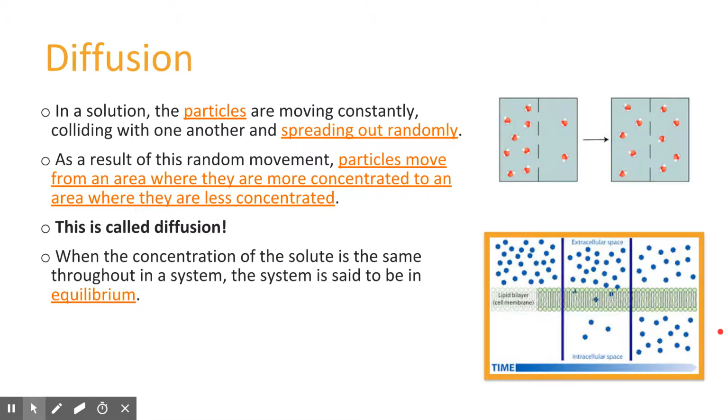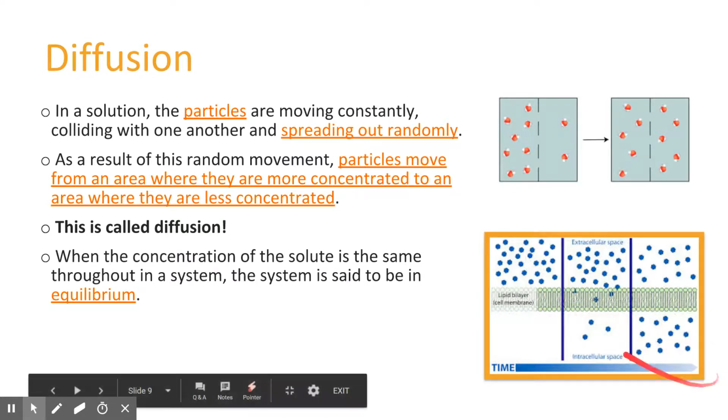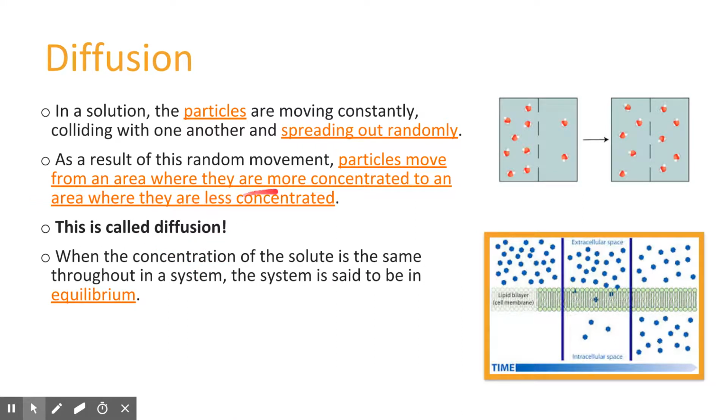So the first process we're going to talk about is diffusion. In a solution, the particles that are dissolved are going to be moving about constantly. They're colliding into each other, bumping into each other, and this movement is random. So it's not really movement with a purpose. As a result, these particles move from an area where they are more concentrated to an area where they are less concentrated, and this is diffusion. So make sure to write down that diffusion is when particles move from an area where they are more concentrated to an area where they are less concentrated.